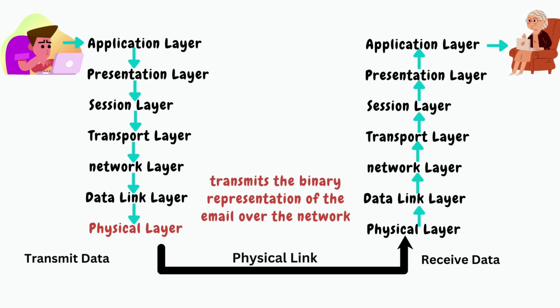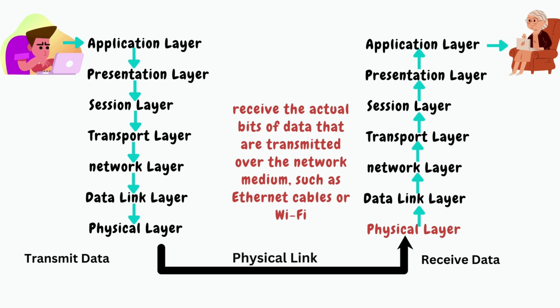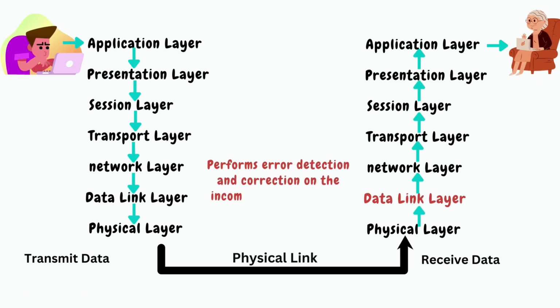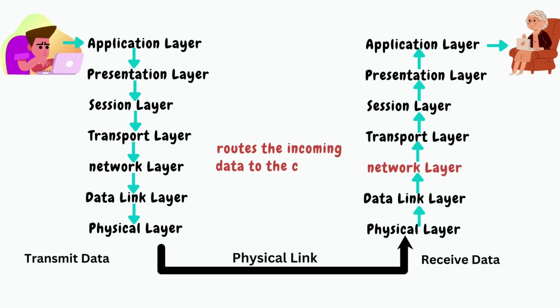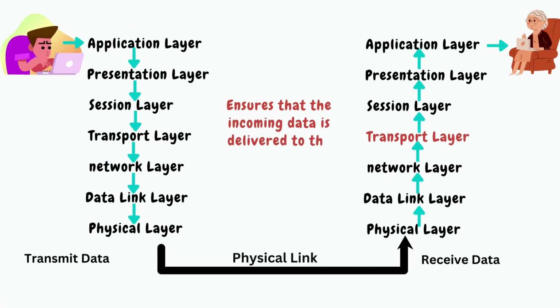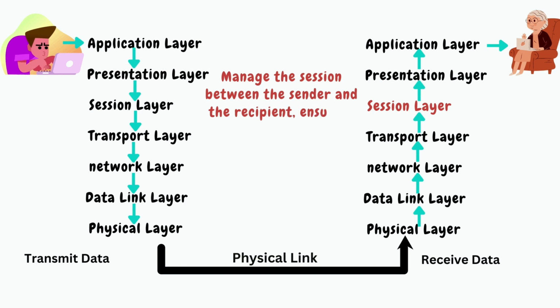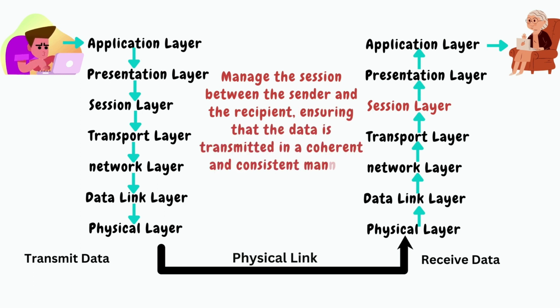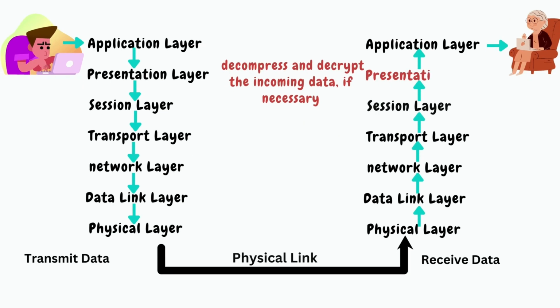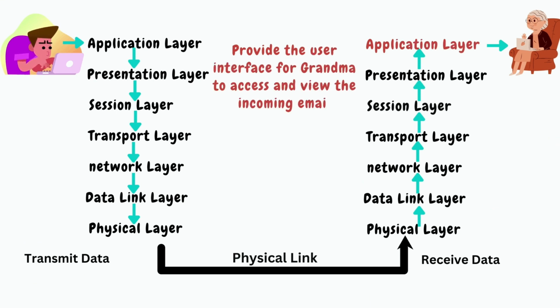Then grandma's device's physical layer receives the actual bits of data that are transmitted over the network medium, such as Ethernet cables or Wi-Fi. The data link layer performs error detection and correction on the incoming data to ensure that it has been transmitted accurately. The network layer routes the incoming data to the correct destination on the recipient's network. The transport layer ensures that the incoming data is delivered to the recipient in an orderly and reliable manner. The session layer manages the session between the sender and the recipient, ensuring that the data is transmitted in a coherent and consistent manner. The presentation layer decompresses and decrypts the incoming data, if necessary. At last, the application layer provides the user interface for grandma to access and view the incoming email.